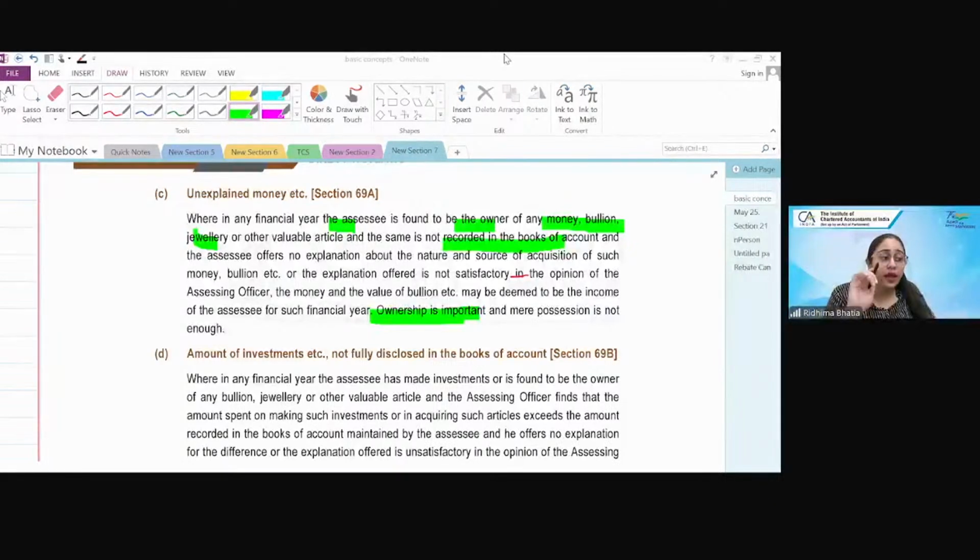Someone asked which head this income goes under; this will go under other sources and then they will tax it accordingly at 78%, and besides that they will apply penalties also. Penalty for undisclosed sources, or penalty in case of search, any penalty can be there.